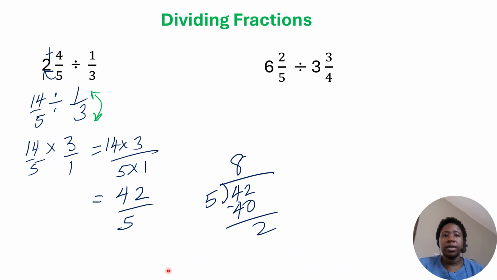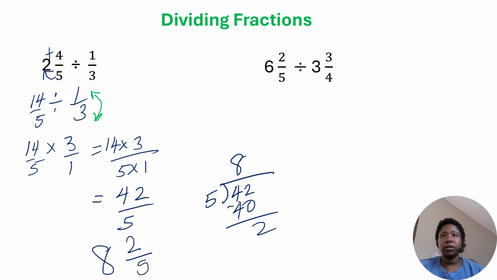And this setup here will help us to convert our improper fraction to a mixed number. We know that the denominator will remain unchanged. The denominator is 5. And we know that we got 8 whole 5s from 42. So that's our new whole number, and the numerator is the remainder. So 2 4/5 divided by 1/3 is 8 2/5.